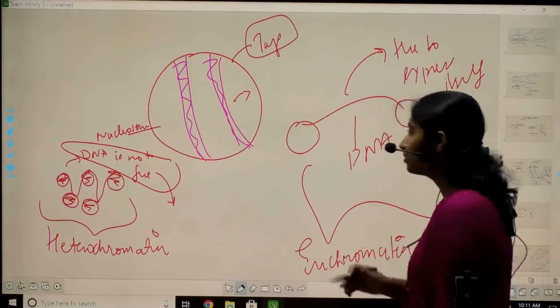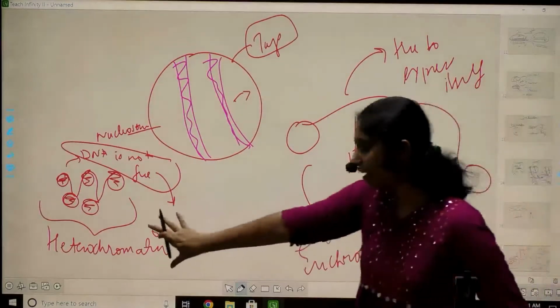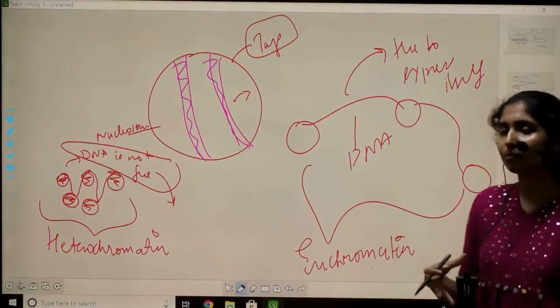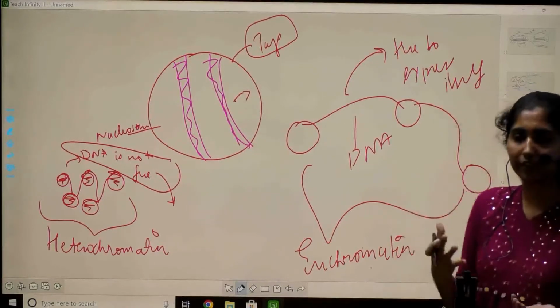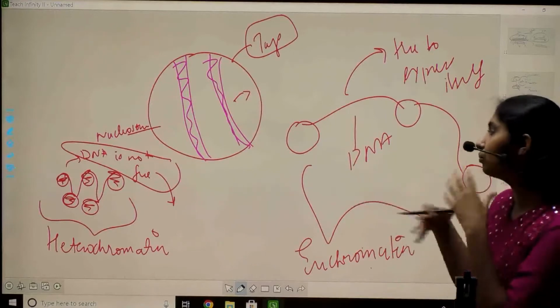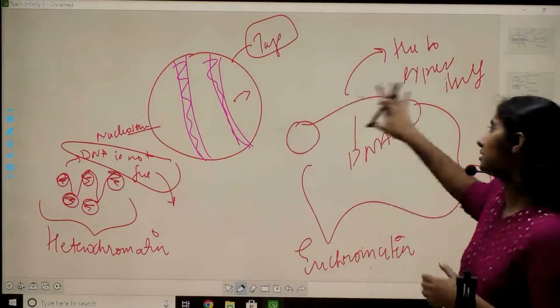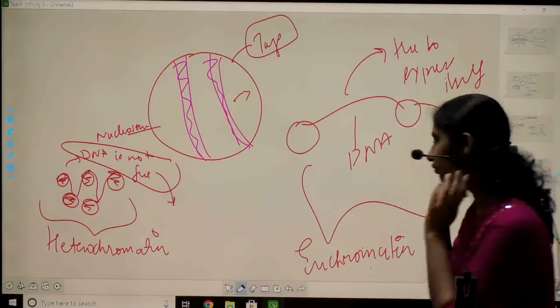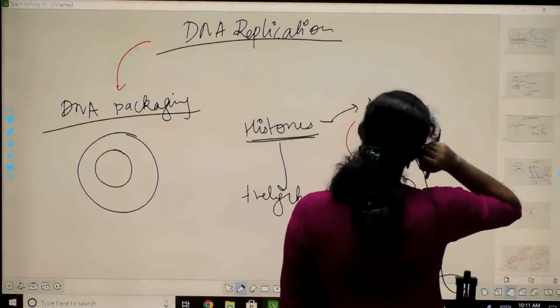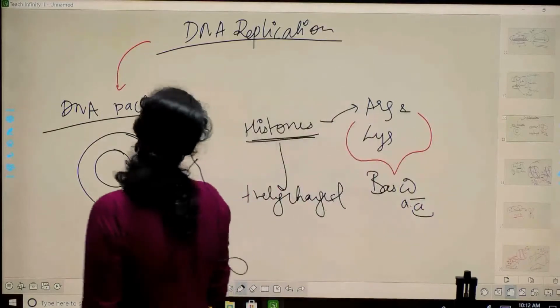Okay. So in our DNA there are regions of heterochromatin and then there are regions of euchromatin. Euchromatin are basically those strands of DNA that keep on expressing themselves, right? More genes that are always active would be present on your DNA, on your euchromatin. Okay. So let's come back to DNA replication.